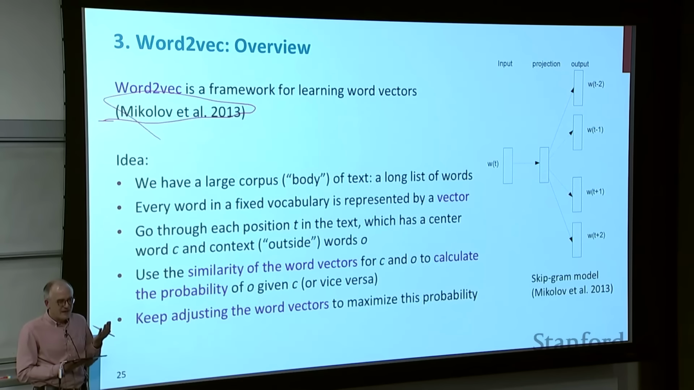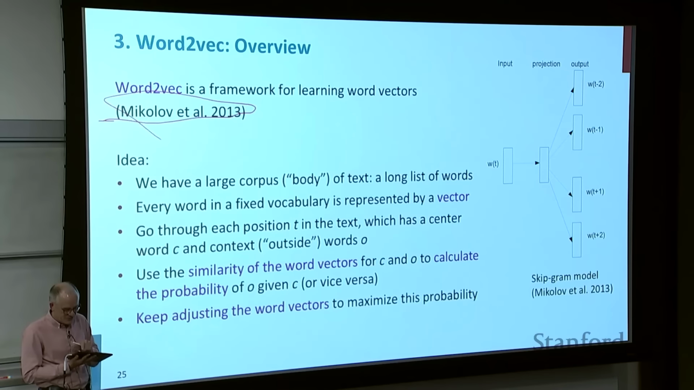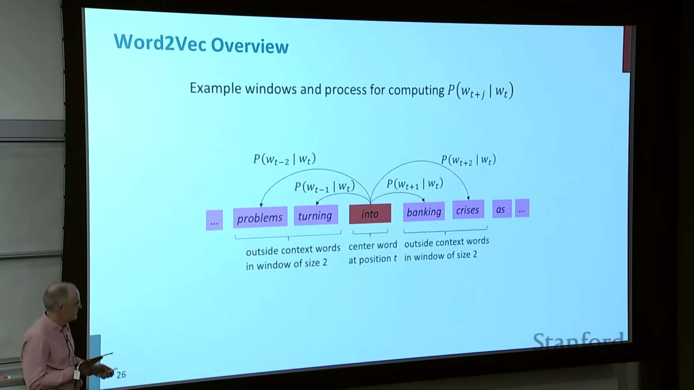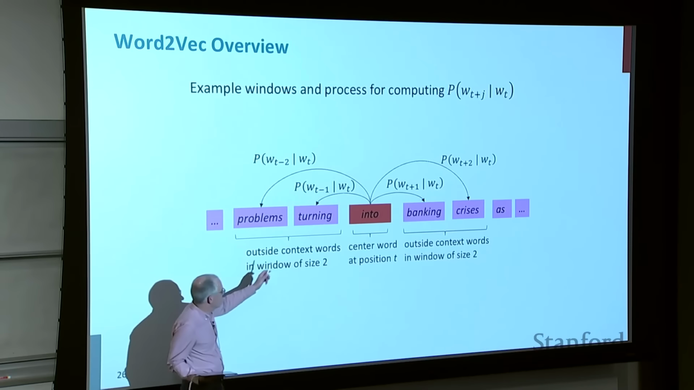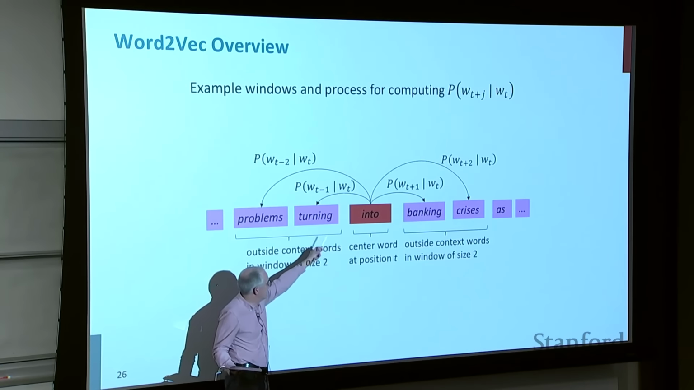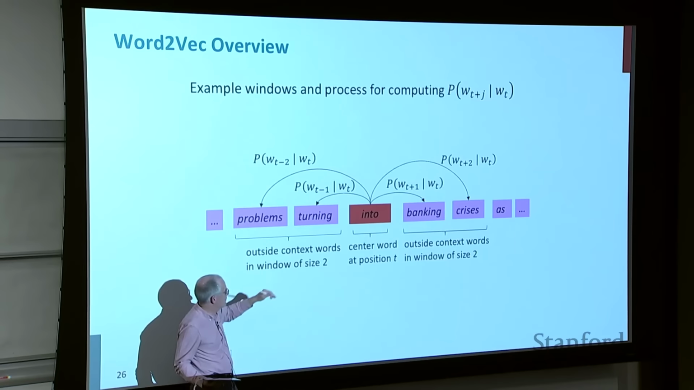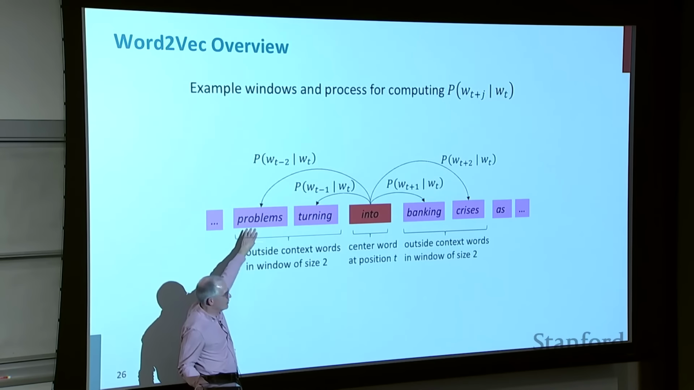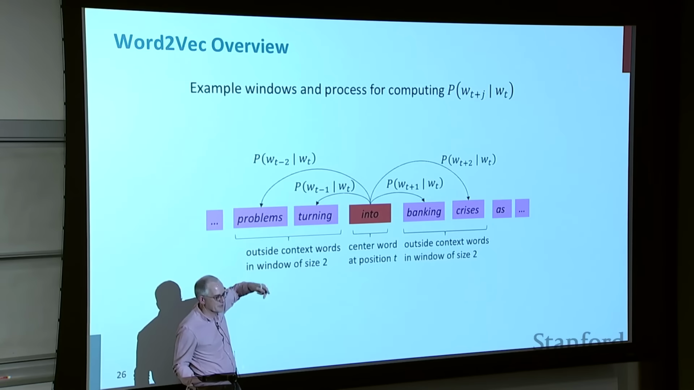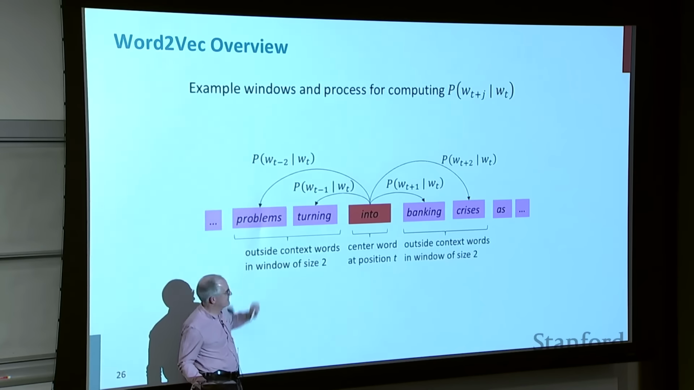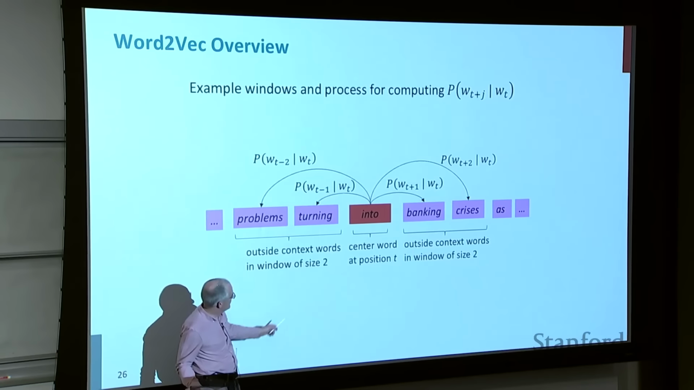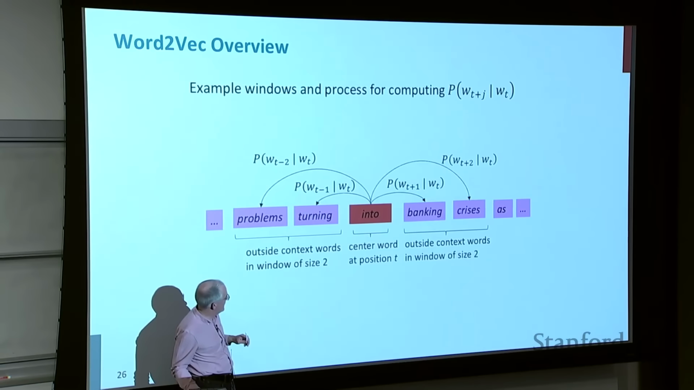Now, at first sight, maybe I'll just show this more concretely first. Here's the idea. We're going to have a vector for each word type. A word type means the word problems wherever it occurs, which is differentiated from a word token, this instance of the word problems. So we're going to have a vector for each word type.